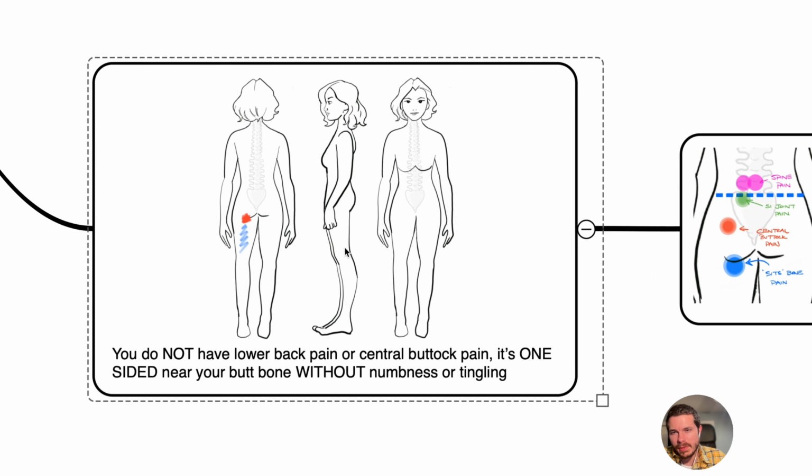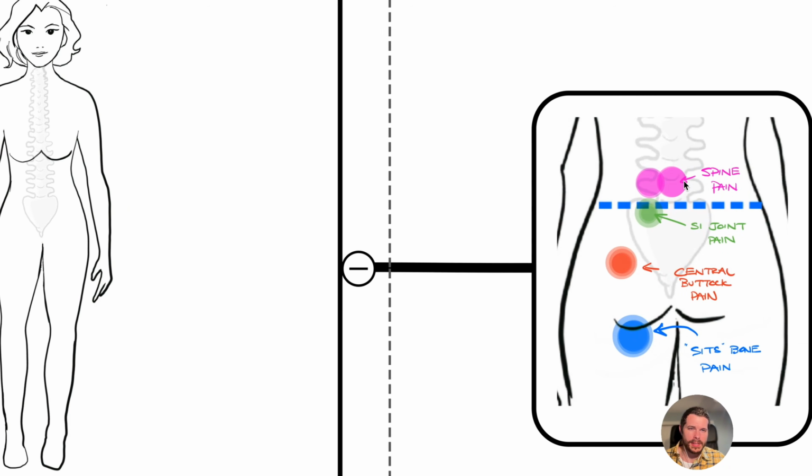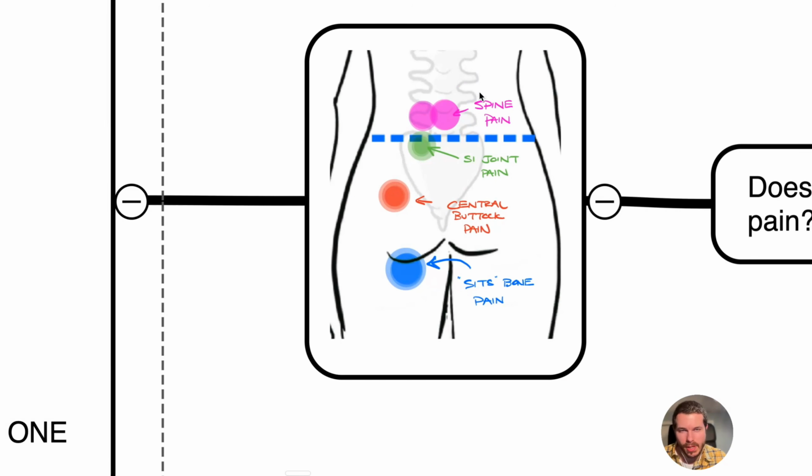Last but not least, at least for the body stuff, let's say you're watching this and you do not have lower back pain or even central buttock pain. It's just one-sided near your butt bone, without numbness or tingling. Let's be clear, we'll call this spine pain here. Pain due to a disc problem, joint problem, issues in the back can cause problems there. The SI joint is a little lower, in that dimple area, central buttock problems. Sit bone pain, we're talking right down in this area, right where the hamstring attaches onto the sit bone, your butt bone.